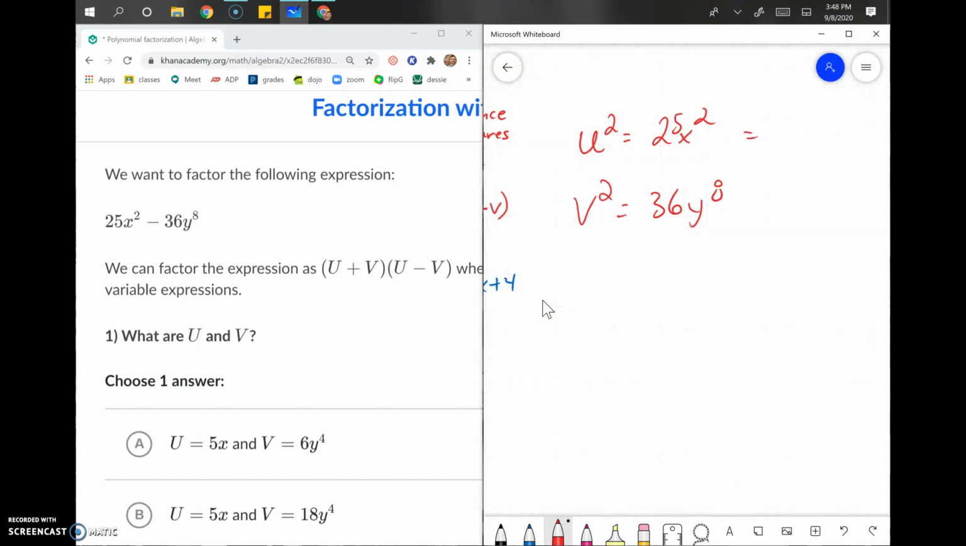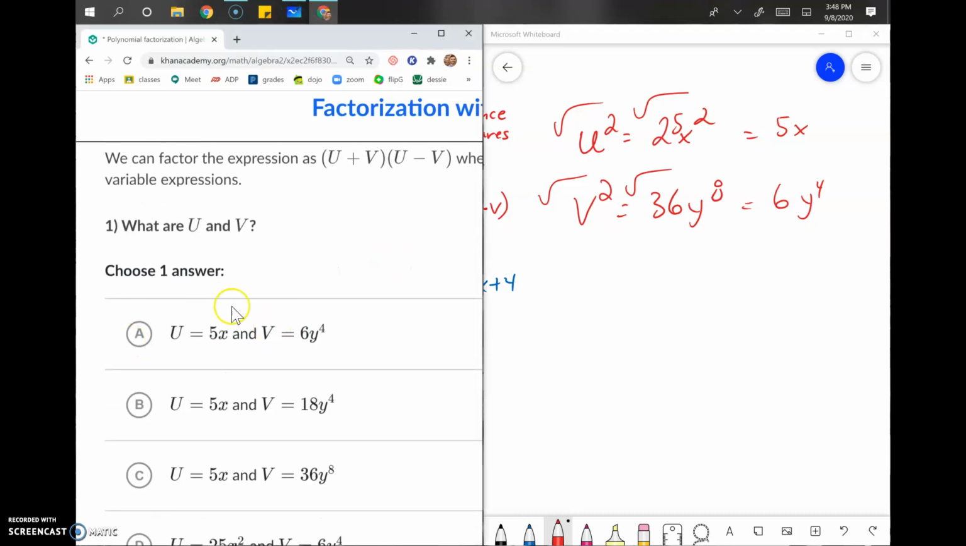Square root of 25 is 5. Square root of x squared is 2 divided by 2, which is x. So the square root is 5x. Square root of 36 is 6. 8 divided by 2 is 4. There's our u, there's our v. Now we're just punching in, well, we got to find it first, right? Boom. Good. And now we're just using this formula here that's giving us u plus v.